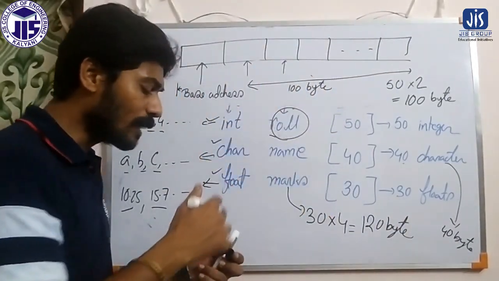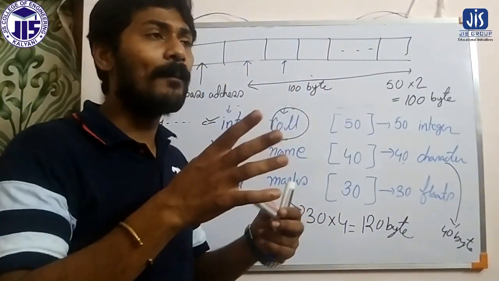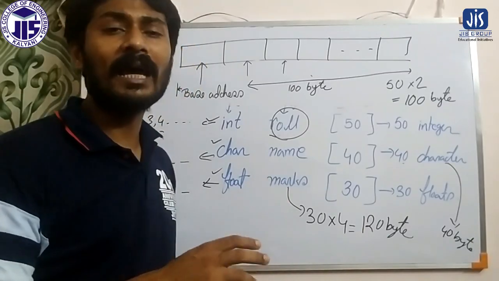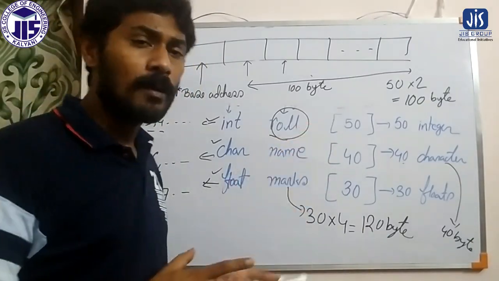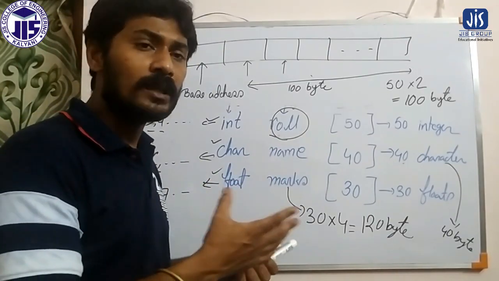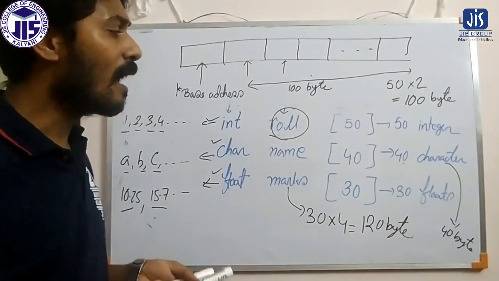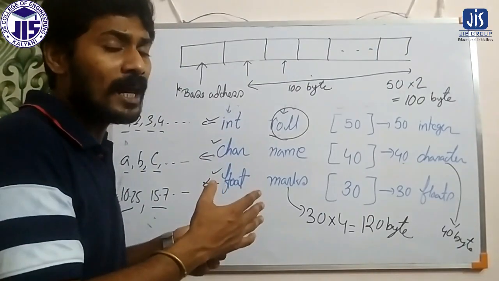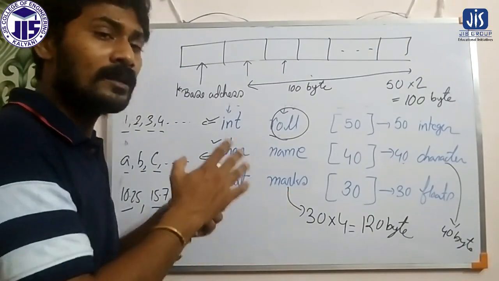So in that way we can calculate the total amount of memory required by an array, that is the maximum size of the array and the size of the data type. If we know these two, then we can easily find out the total size, and the total memory required for this array will always be continuous. That we have already said.